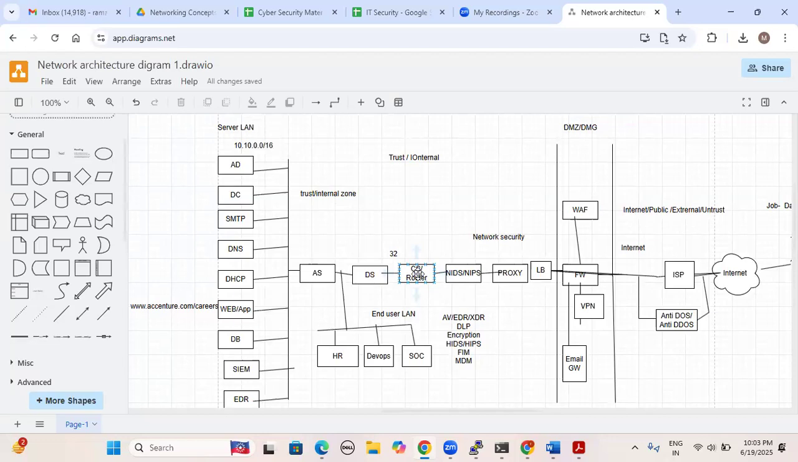Where can we deploy the email gateway? We can deploy it under our DMZ zone, in parallel to the firewall. Where can we deploy the web application firewall? We can deploy it in parallel to the next generation firewall under the DMZ zone. Where can we deploy anti-DoS and anti-DDoS solutions? We can deploy them in parallel to the ISP router.